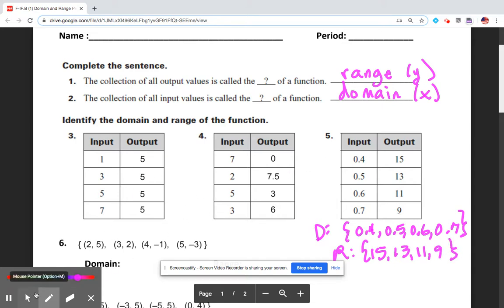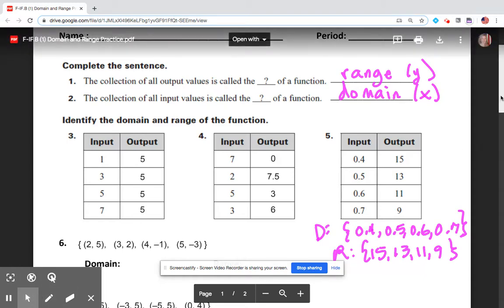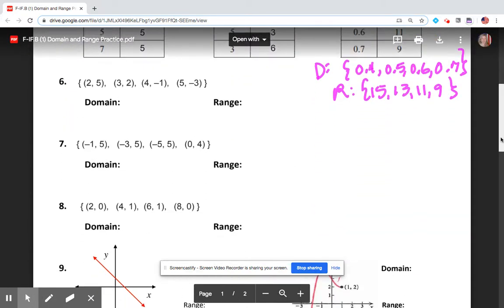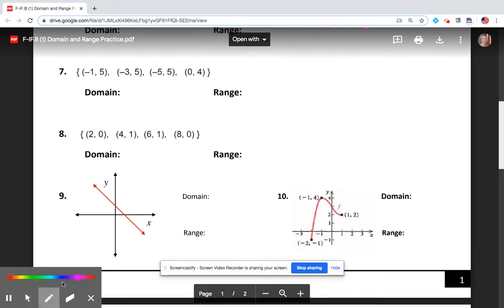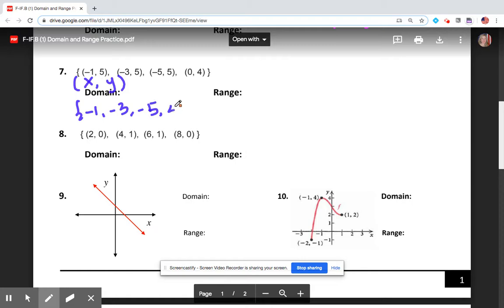Let's look at another example. And we'll look at example 7. The domain is your set of x values. We have a set of ordered pairs here, so my domain is -1, -3, -5, and 4. Those are my x values. My range are my y values. So the number 5 is a member of the range, and the number 4 is a member of the domain.